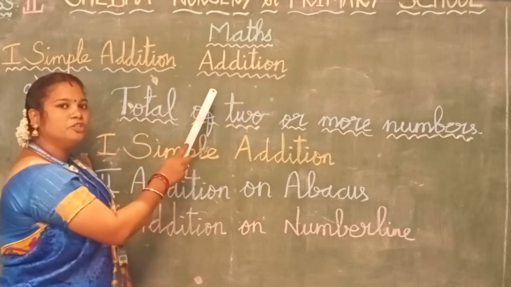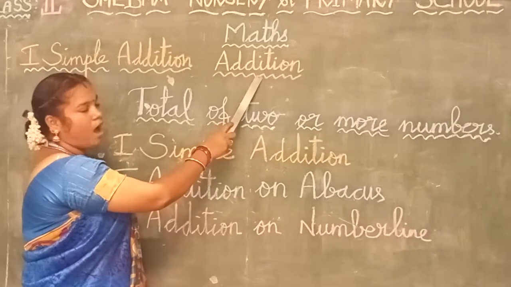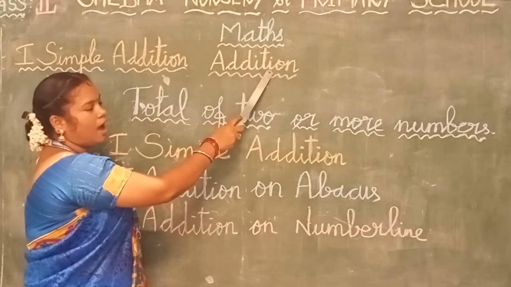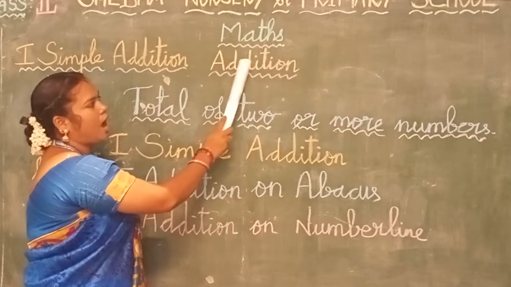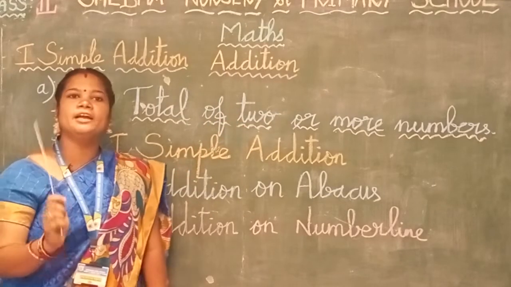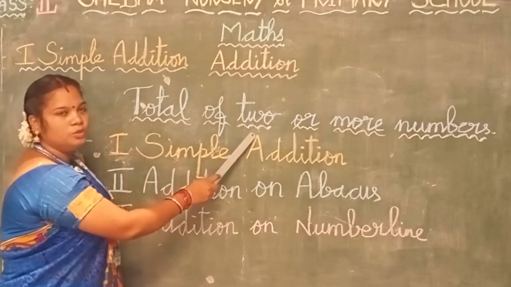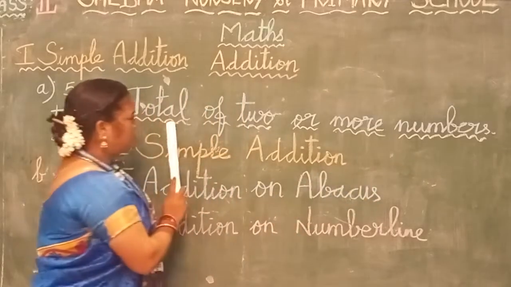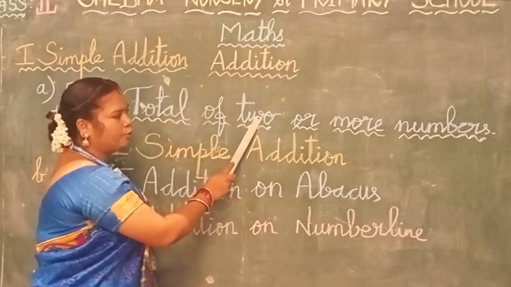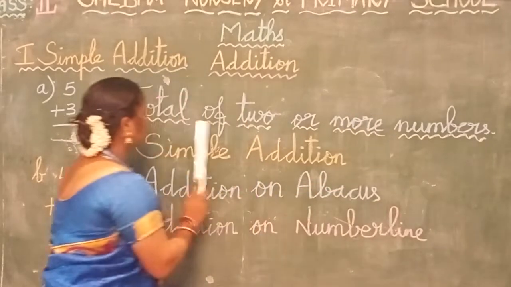Chapter Addition. Say all of you children. A, D, D, I, T, I, O, N. Addition. What is the meaning of addition? Total of two or more numbers.